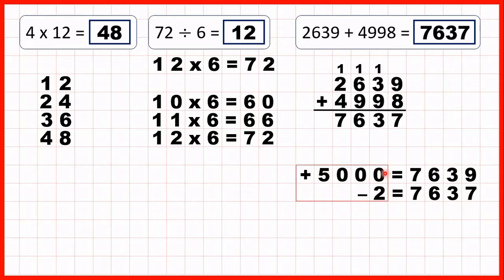So if we add 5,000 and then take away 2, that's the same as adding 4,998, because 4,998 is 2 less than 5,000.